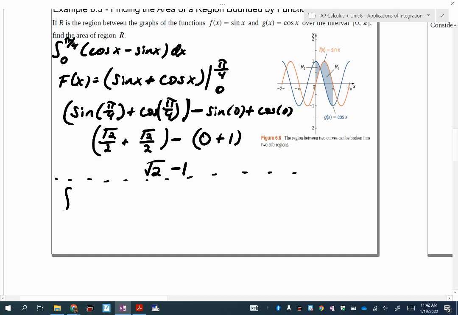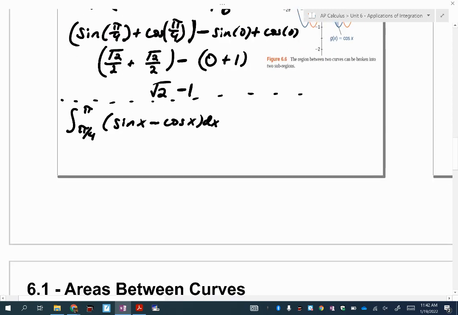Now I need to find the integral from pi over 4 to pi of sine of x minus cosine of x. All right, so let's do that. Antiderivative. We've got cosine, and the derivative of that would be negative sine x. So I need to put negative in front. And then if I do the derivative of sine, I get cosine, but it needs a negative as well. So this is the antiderivative. And if you wanted to change the order, you could. Evaluate it at pi and pi over 4. So here we go.